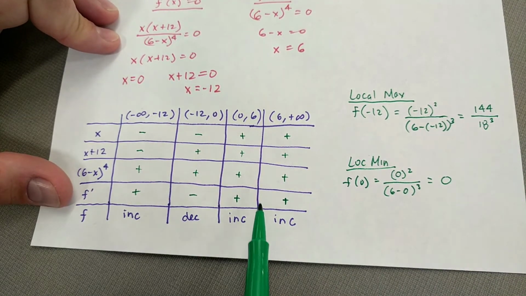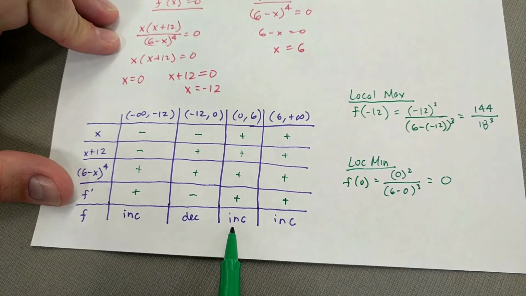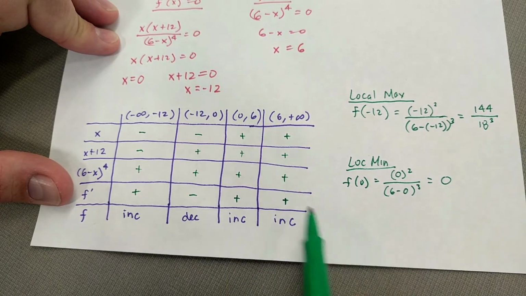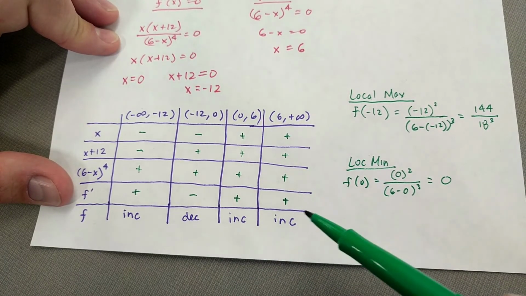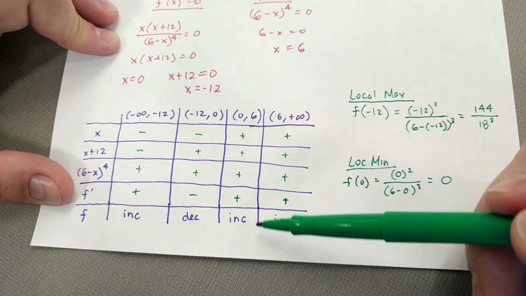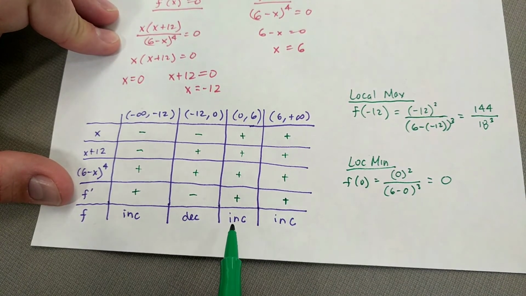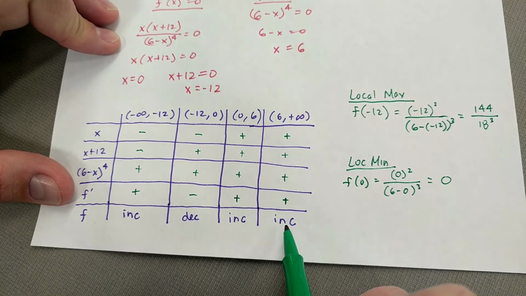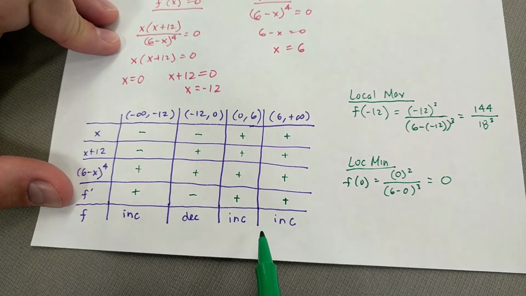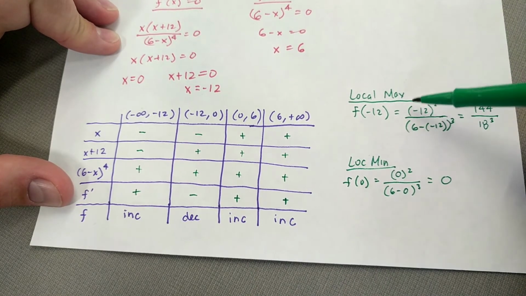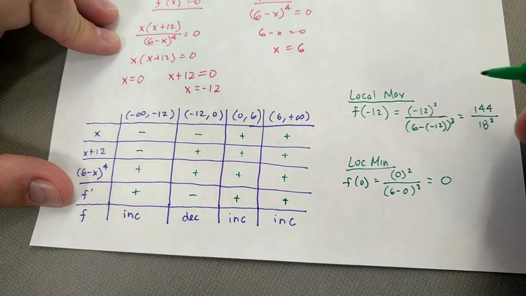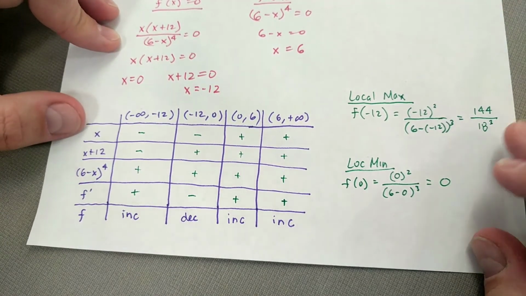And the last critical point at 6, it changes from increasing to increasing. Actually, it didn't change at all. Also, you would note that if we tried to plug in 6, we would get an undefined value. So there's an asymptote here. So even if it did go from increasing to decreasing, when you plug in 6, since it's undefined, it wouldn't be either one of these things. Okay, so there you have it.